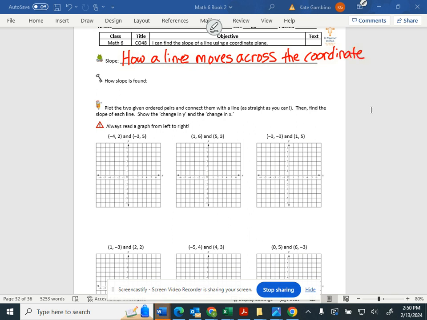So basically you're finding what direction the line's going, what angle it's going at. So as that line is going across the plane, as we're drawing that line, we are going to find the slope. So how the slope is found, well, this is important, so we're going to write all of this down. The slope is the vertical change over the horizontal change.